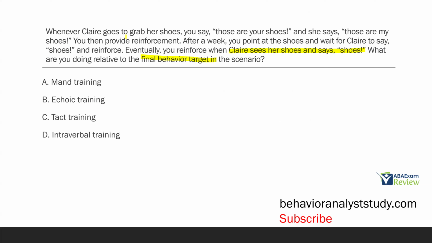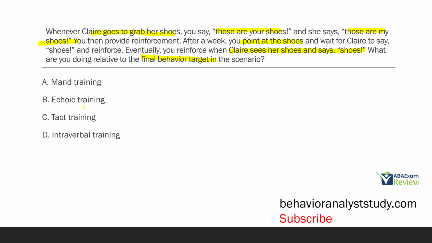Are we trying to get Claire to ask for something? No, even from the beginning, Claire's already grabbed her shoes and you are helping her echo, right? Those are your shoes. She says, those are my shoes. It's not complete echoic, but you're not trying to get her to mand in that situation. You're also not trying to train echoics because we're fading, right? We go from her almost echoing what you're saying to pointing and prompting at the shoes and just letting Claire say shoes herself. Eventually, you say nothing and you just let the shoes evoke the behavior. So we're not echoing. What we're doing is tact training, right?